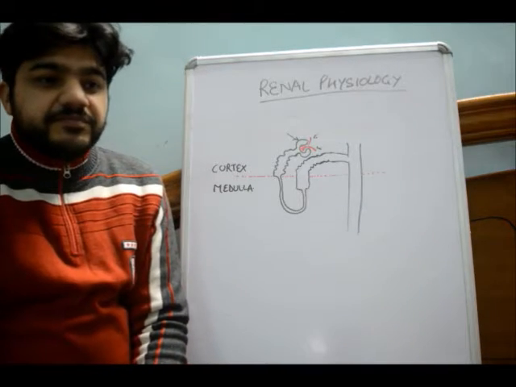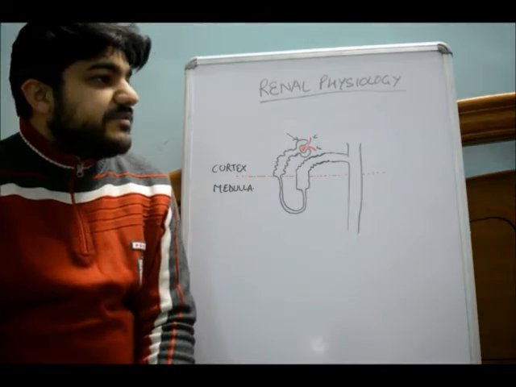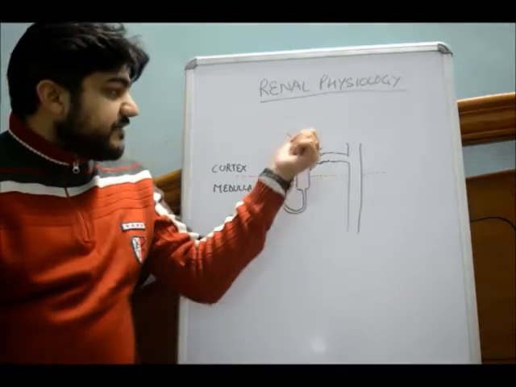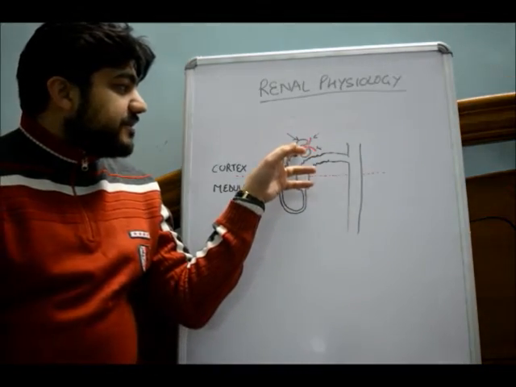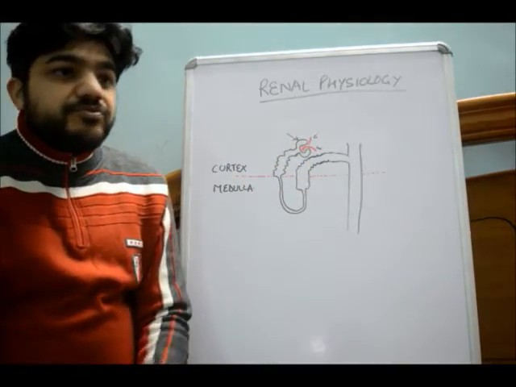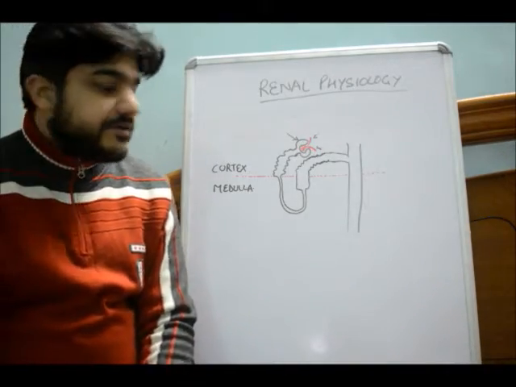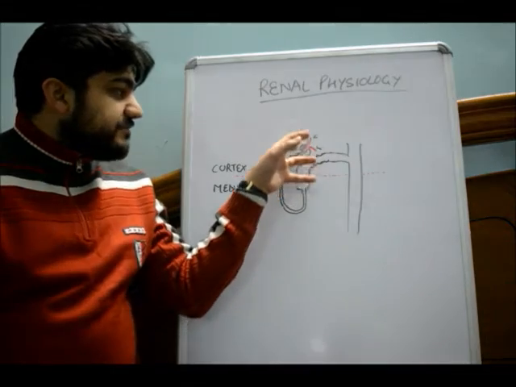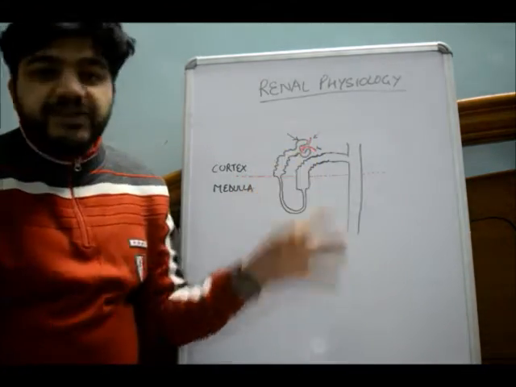And this filtration depends on some forces we call the Starling forces. These Starling forces are the capillary hydrostatic pressure inside this glomerulus and the hydrostatic pressure outside the glomerulus, that is in the Bowman's capsule. Then the osmotic pressure exerted by the colloids inside the blood, as well as the osmotic pressure provided by the colloids outside this.